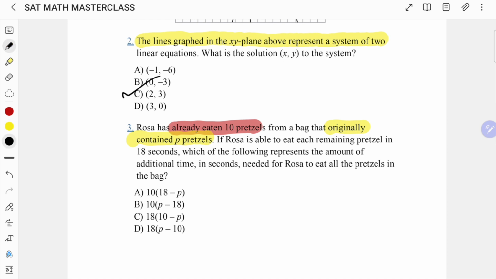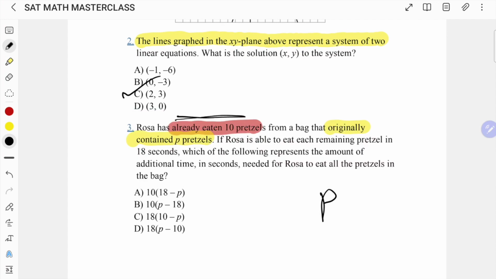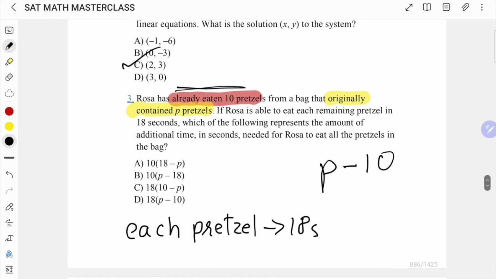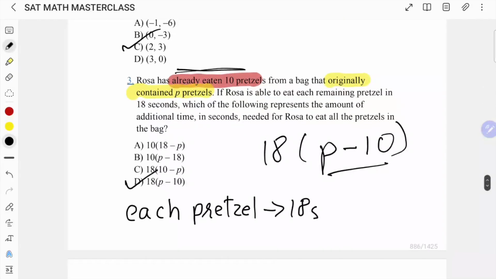Alright, so we know that all the pretzels in the bag is P. But we already know that Rosa has already eaten 10. So the remaining will be P minus 10. This is the total amount of pretzels remaining in the bag. And for each pretzel, Rosa takes 18 seconds. So for the remaining pretzels, which is P minus 10, Rosa would need 18 times P minus 10 seconds. So the correct option will be option D, 18 into P minus 10.